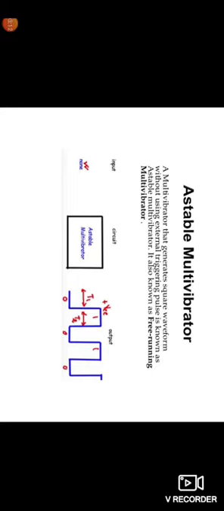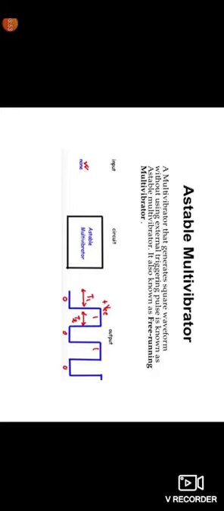Here is the astable multivibrator. A multivibrator that generates a square waveform without using an external triggering pulse is known as an astable multivibrator. It is also known as a free running multivibrator.